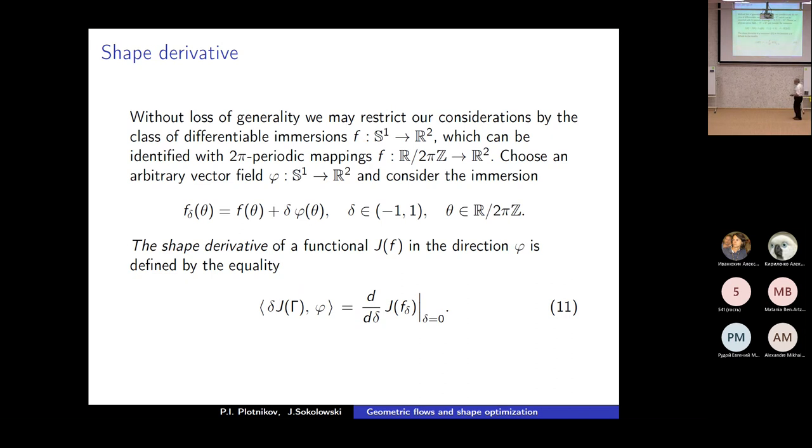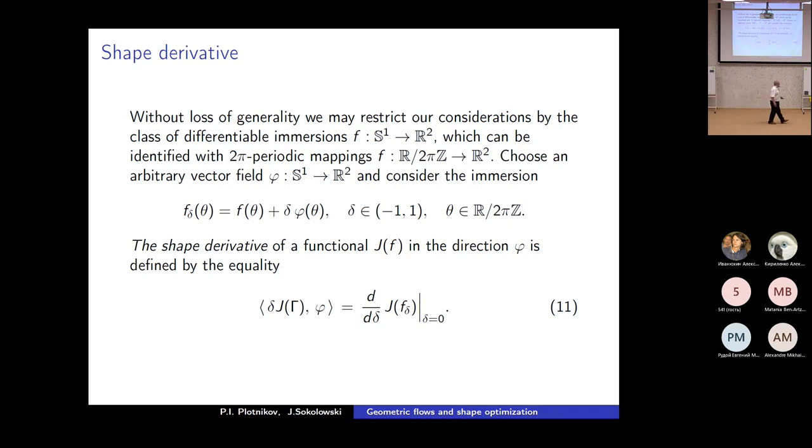Now we have to define the method. Most algorithms are based on the steepest descent method. Therefore, it is based on the so-called shape calculus. Shape calculus means the shape derivative of the functional. Since we deal with immersions, we can define some perturbation of our immersion F. And then the shape derivative of this functional is a linear functional over the perturbation. It is defined here by formula 11. You can see it. But we have to go further.